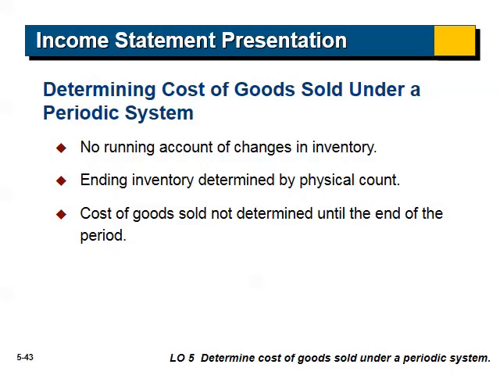Determining costs under periodic system. Under periodic system, we're not keeping track day to day, sale by sale of our inventory. So you buy something, and they're not scanning it into the computer system, they're just maybe typing up the sale. And the inventory can only be determined by a physical count, and the cost of goods sold is not determined till the end of the period because you're not keeping track of the inventory.